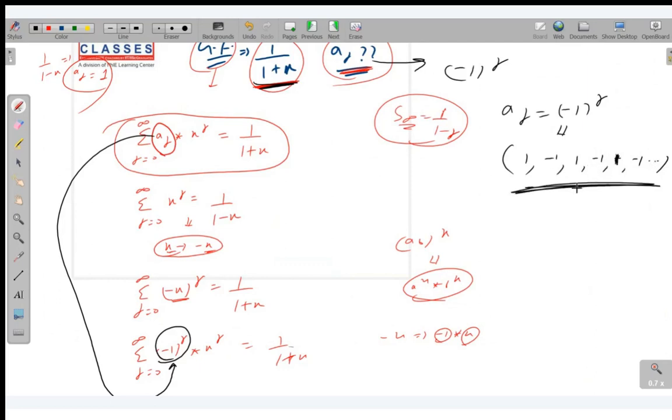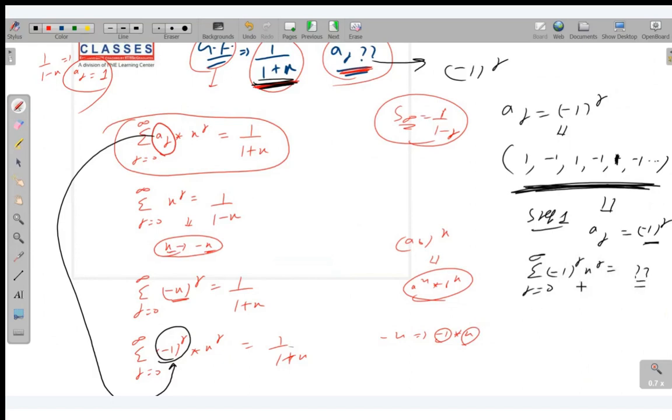So they can ask a question like this also. This is the sequence given to you. What is the generating function? So step number 1 will be, first you should write it in numeric function kind of thing. AR will be minus 1 power r. You have to think like this. The moment you get minus 1 power r, you will say immediately that sigma r is equal to 0 to infinity minus 1 power r x power r, and I want to find this thing.